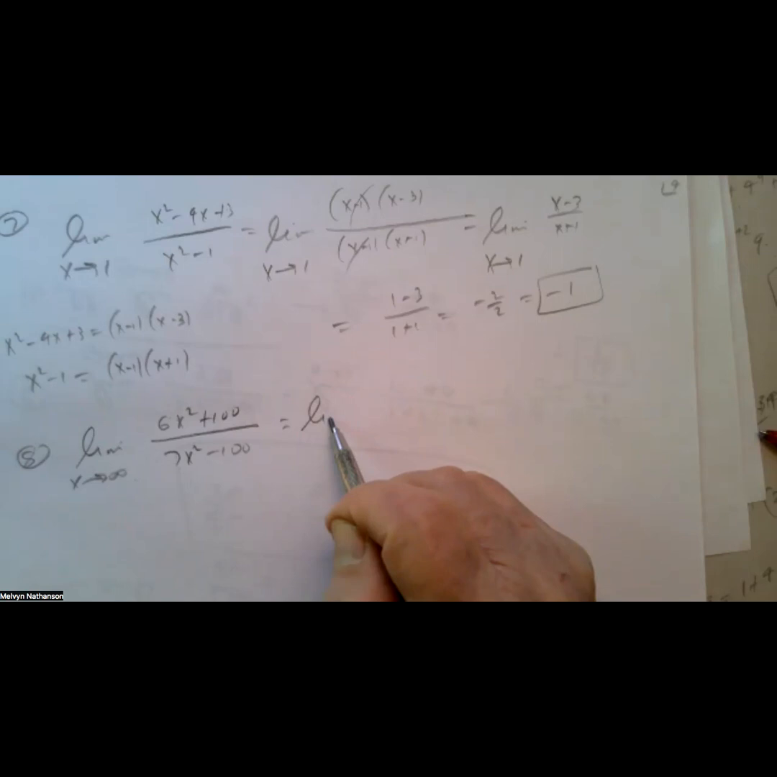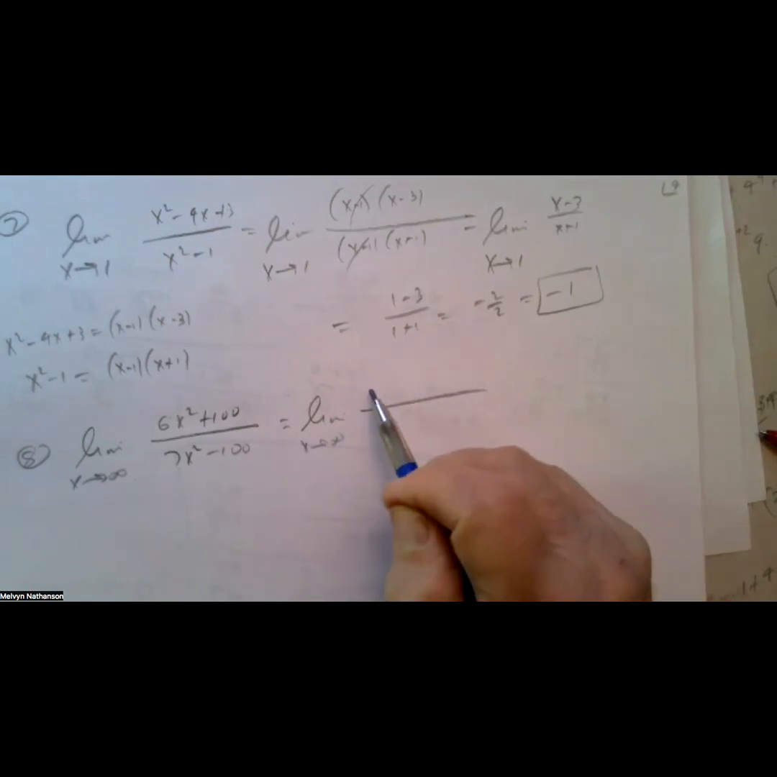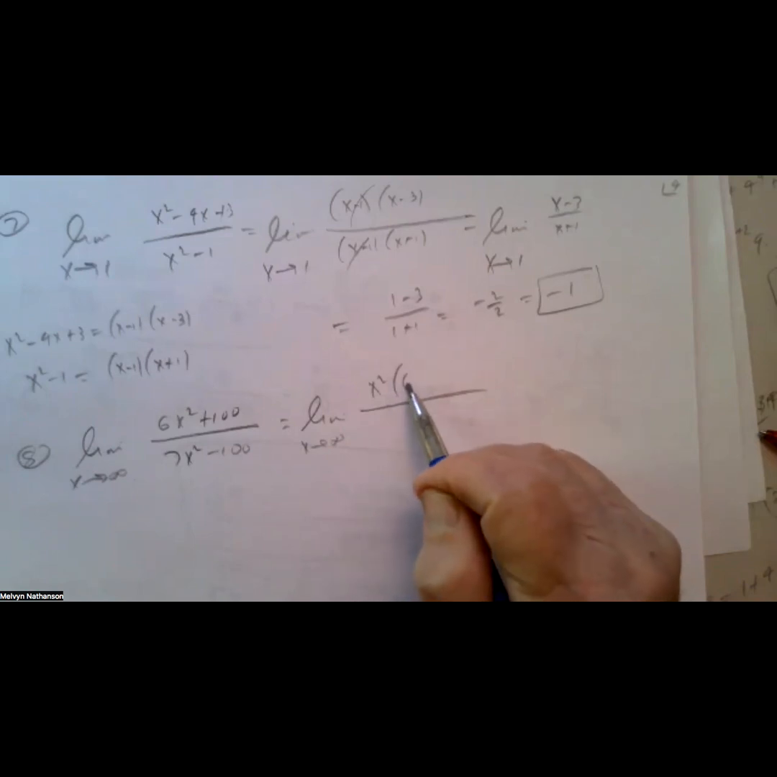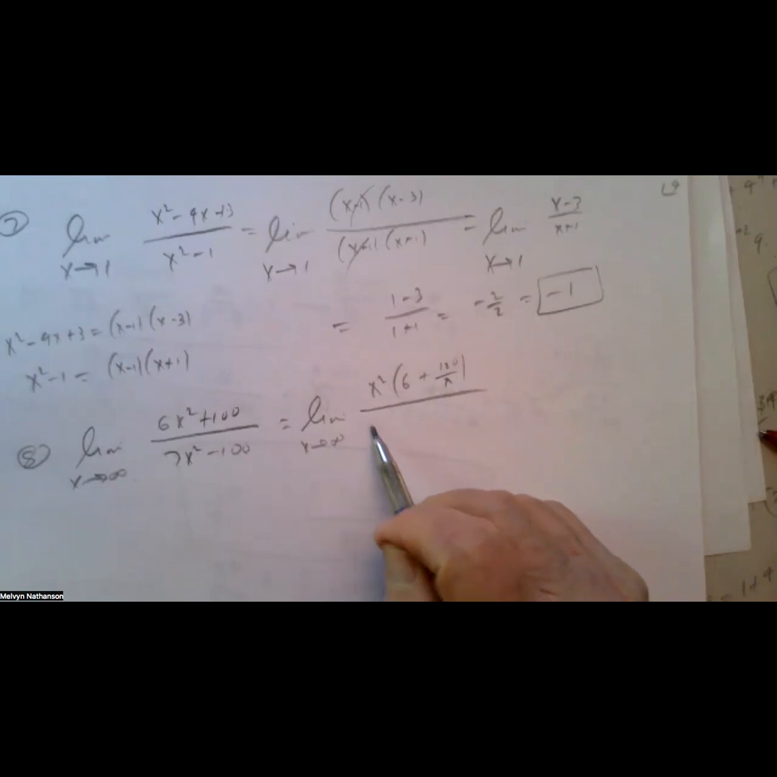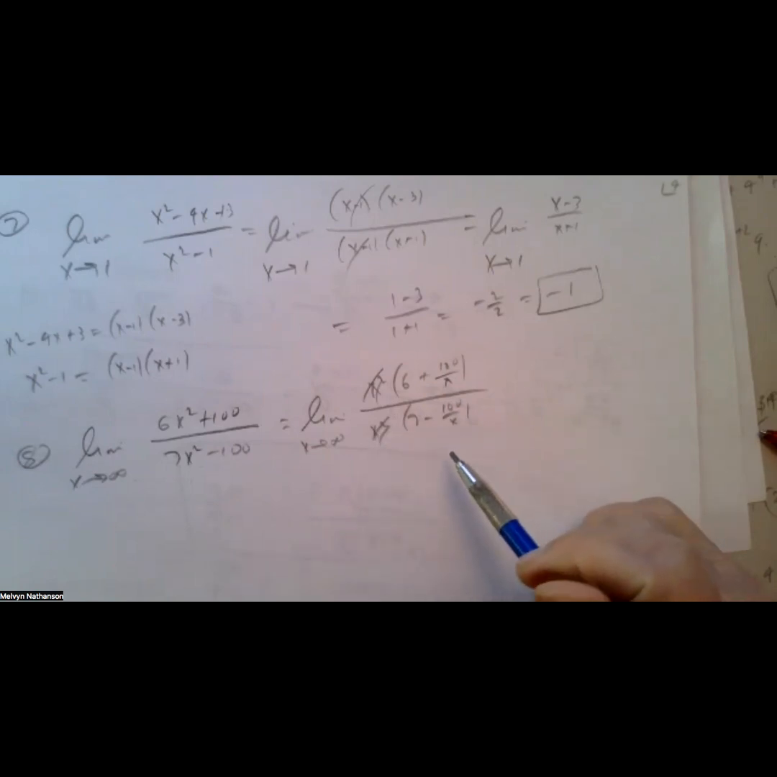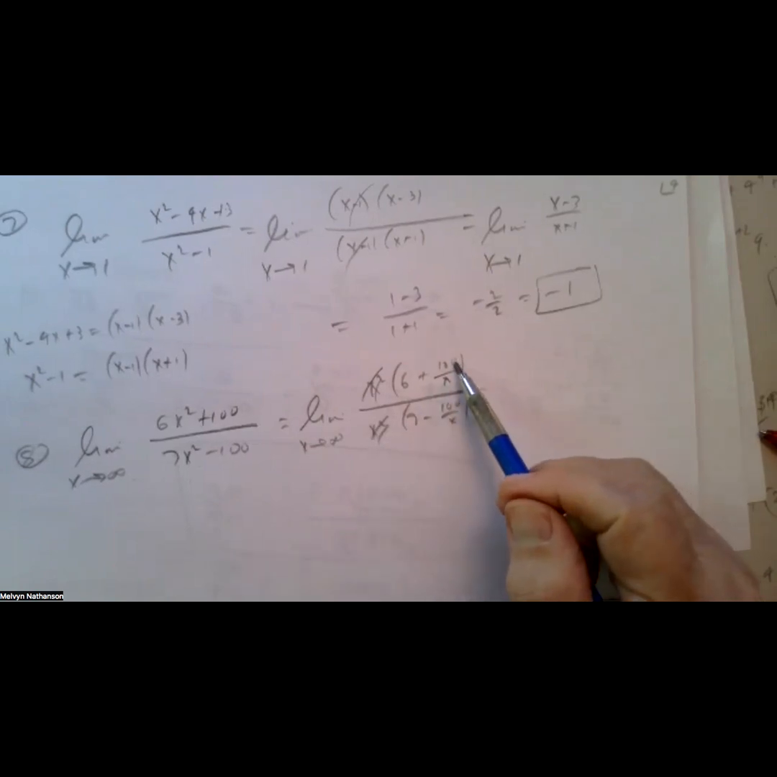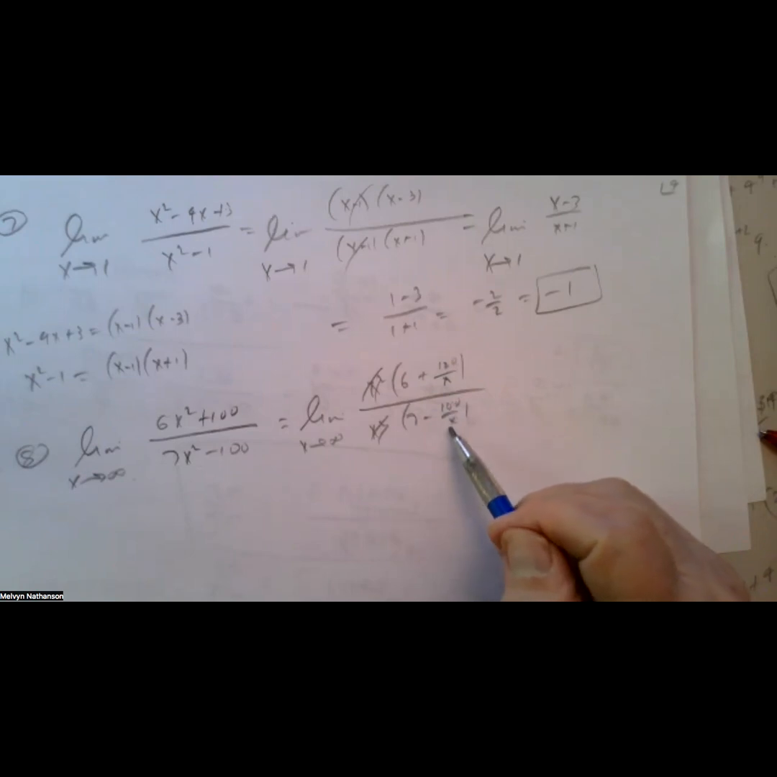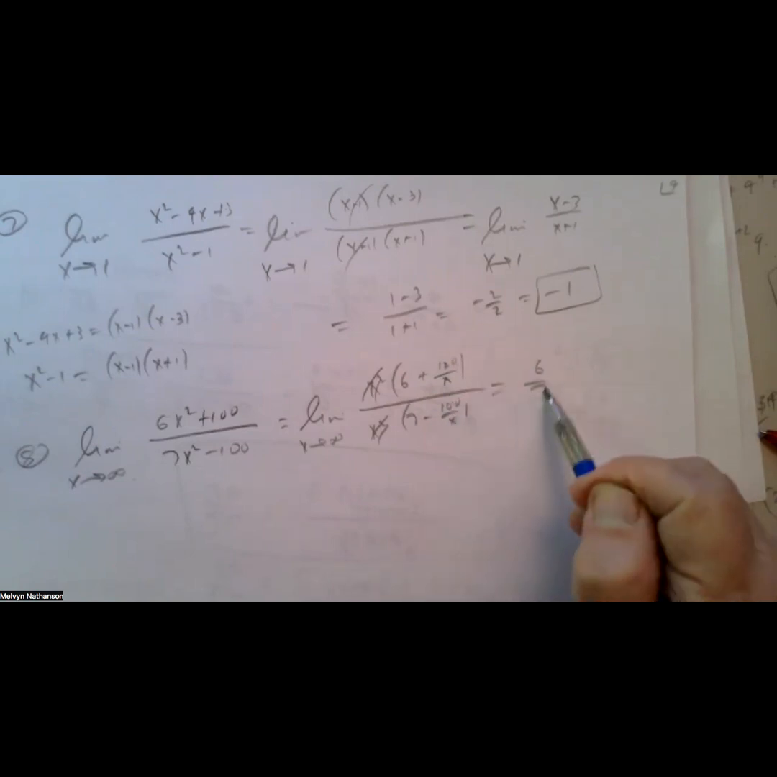One way to see that is to take the limit as x goes to infinity. If I factor x squared out of the numerator, I get 6 plus 100 over x squared. If I factor x squared out of the denominator, I get 7 minus 100 over x squared. The x squareds cancel. As x goes to infinity, 100 over x squared goes to 0. So this limit is just 6 over 7. That's the result.